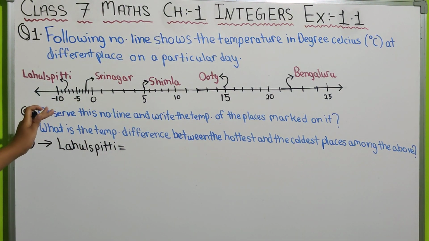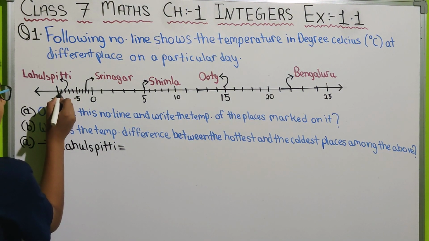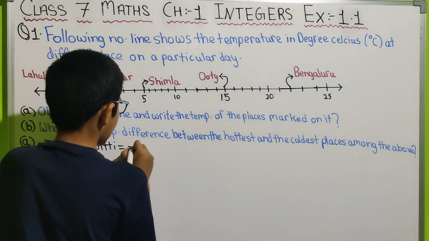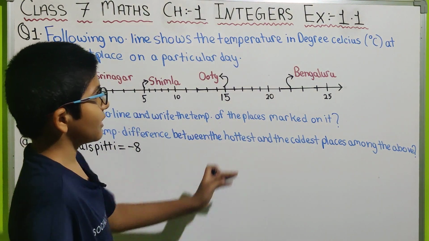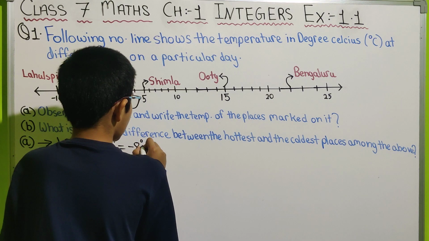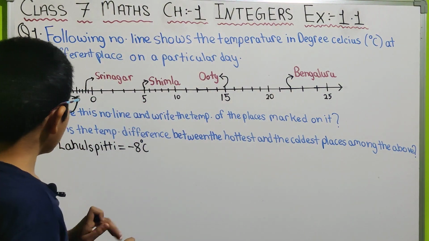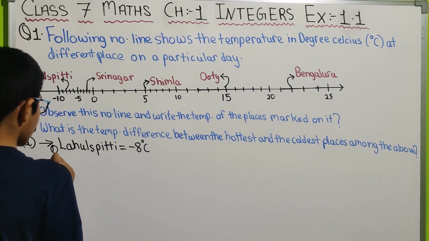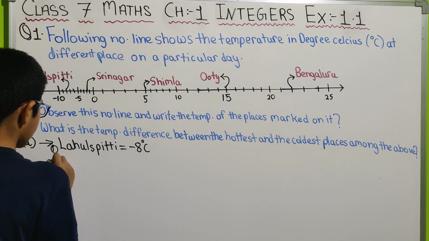Lahore Spiti temperature is how much? Here it is -10, -9, -8. So its temperature is -8. And not just -8, here we have to put degree Celsius also. So here degree and here Celsius. -8 degrees Celsius is the answer for that. So this is the first one. Now let's move to the second one.